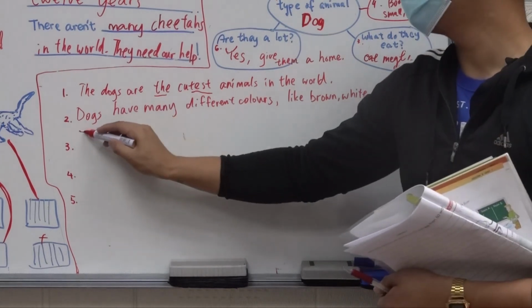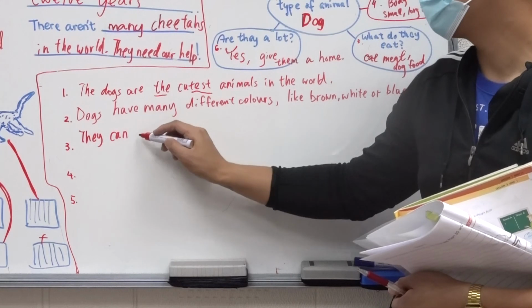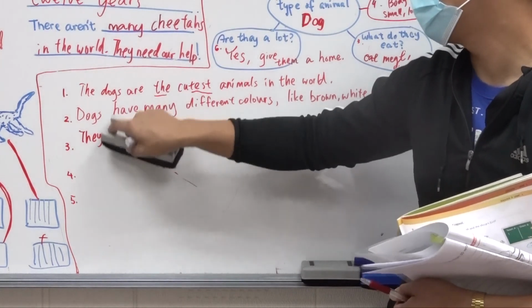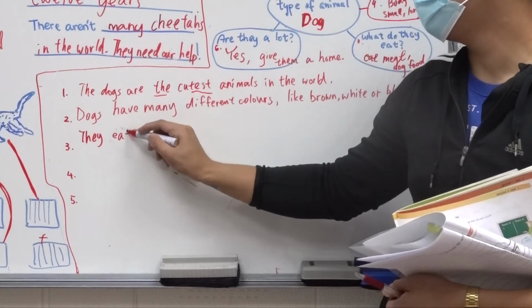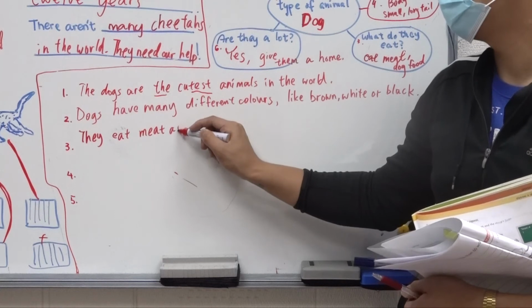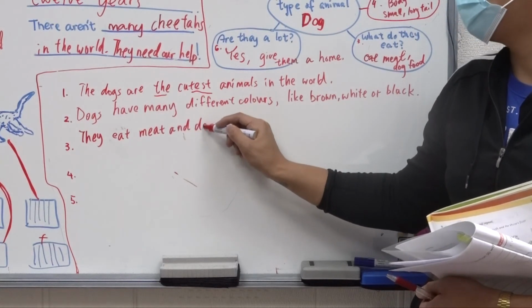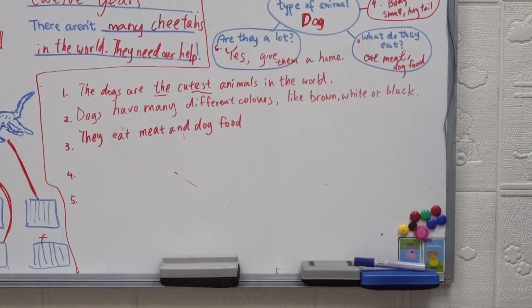So you can say they eat, right? They eat meat and dog food. They eat meat and dog food. Don't forget full stop. And then number 4, what's their body like, right?